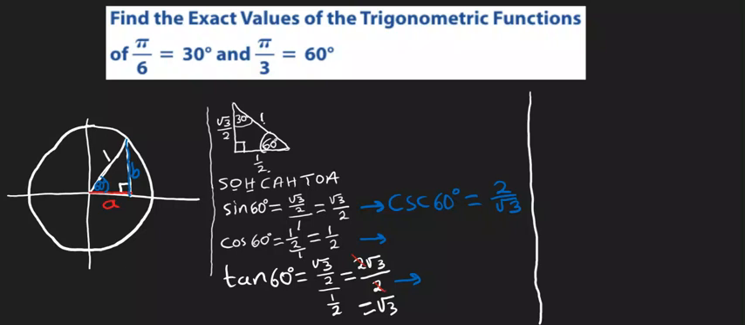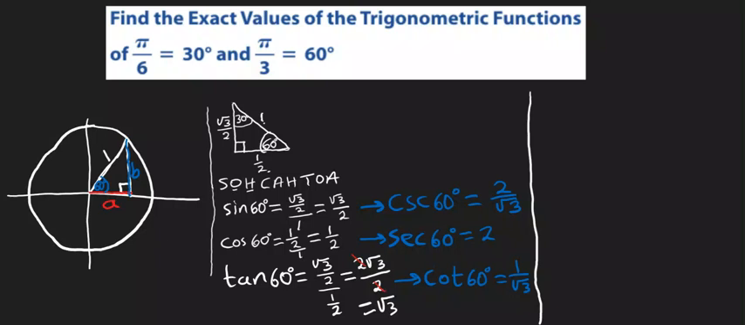Now let's find the reciprocal of cos 60. This will be sec 60 degrees, which will be equal to 2 over 1, which is just 2. And the reciprocal of tan 60 is cot 60 degrees, and that is 1 over the square root of 3. Now we have found the trigonometric functions when the angle is 60 degrees, which is pi over 3.